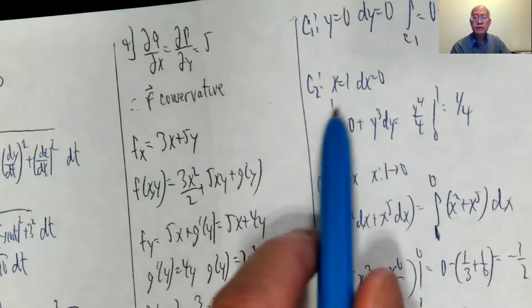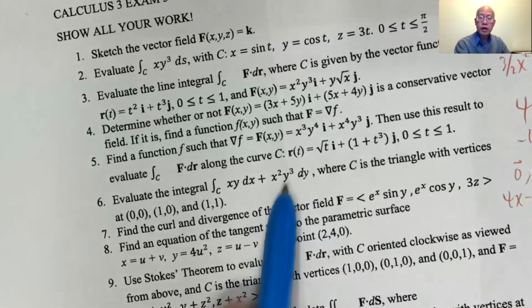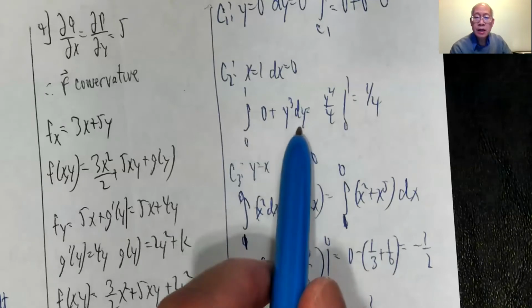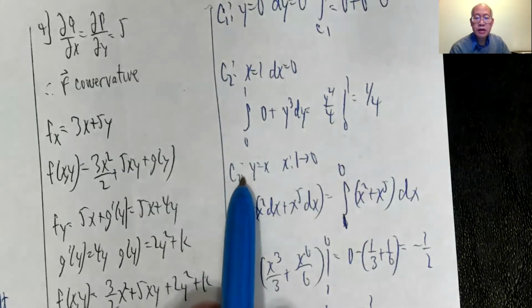C2, x is 1, which means dx is 0. So that means that first part is 0. x is 1, so you're integrating y cubed dy, which is y to the 4th over 4 from 0 to 1, 1/4. And finally, C3, y equals x.